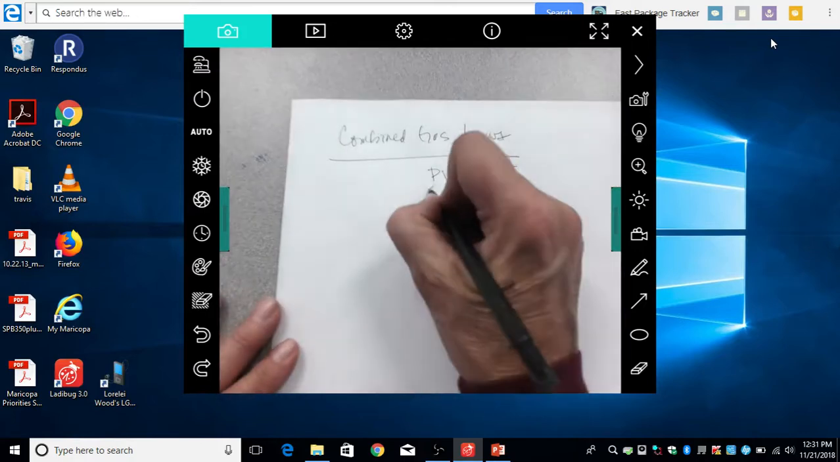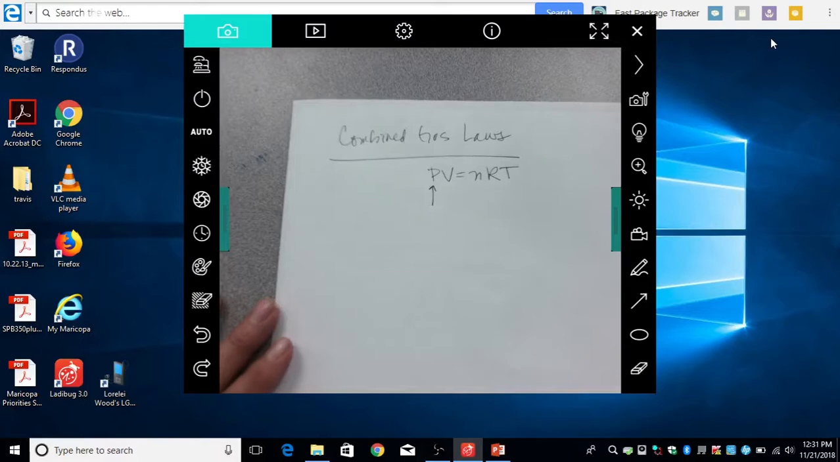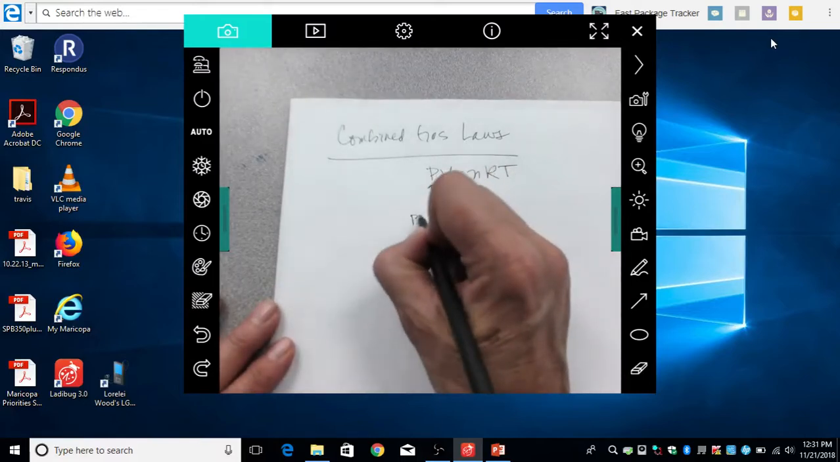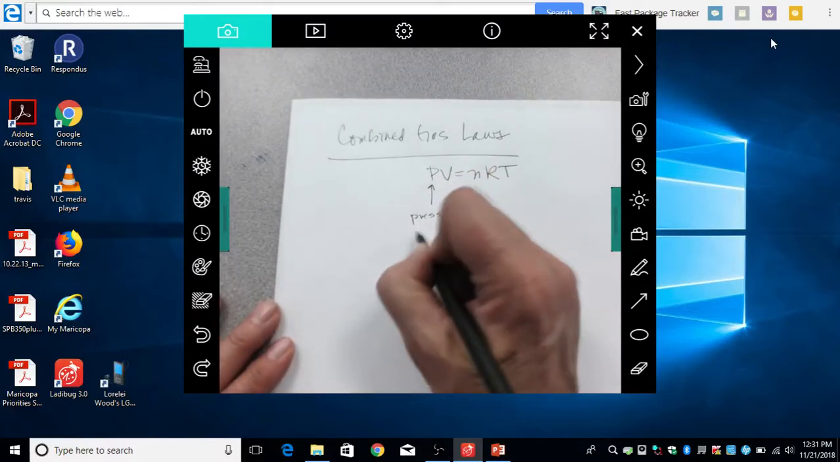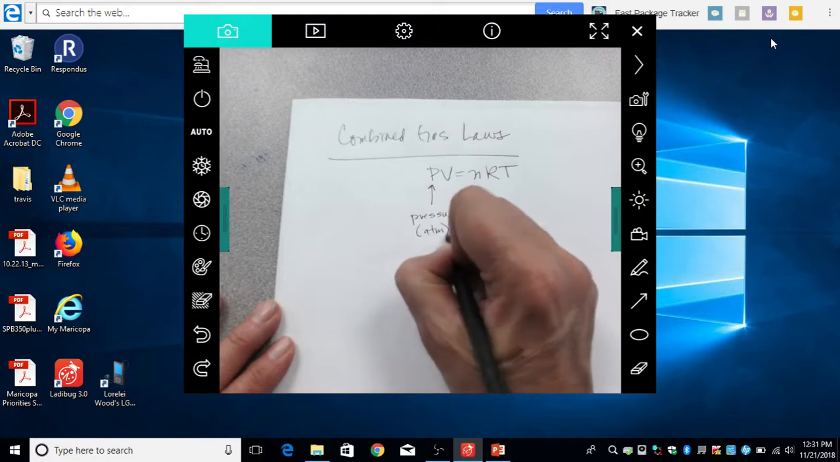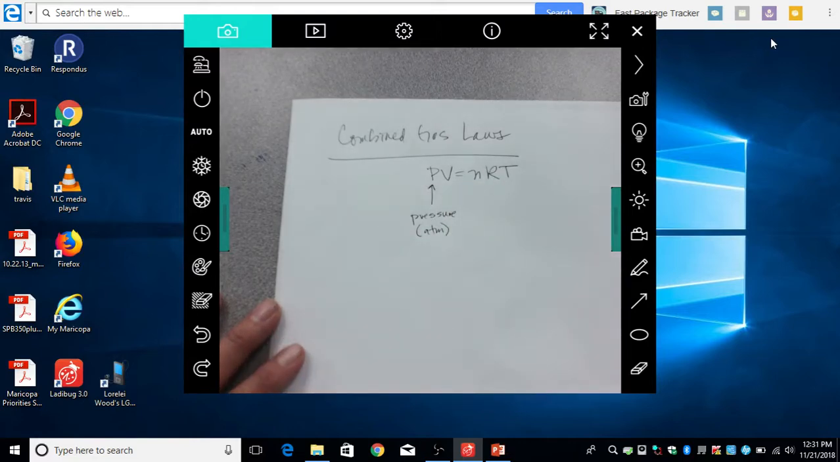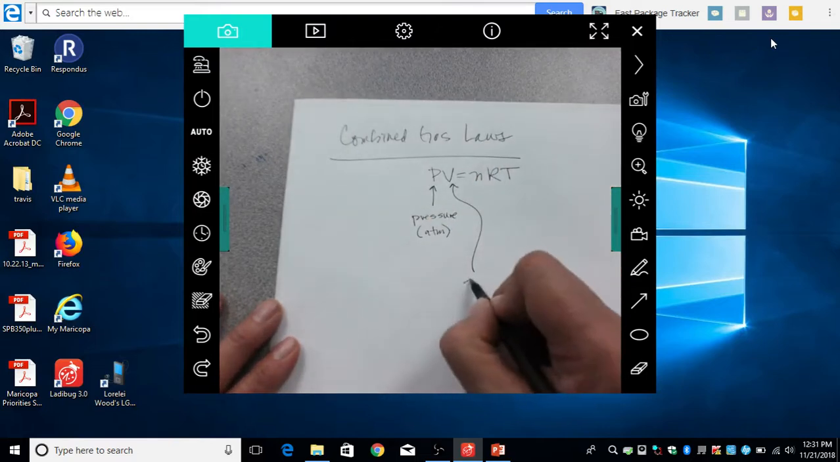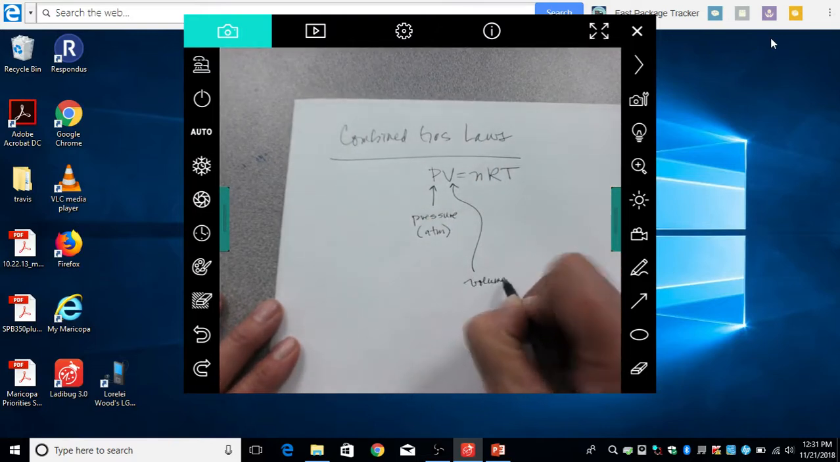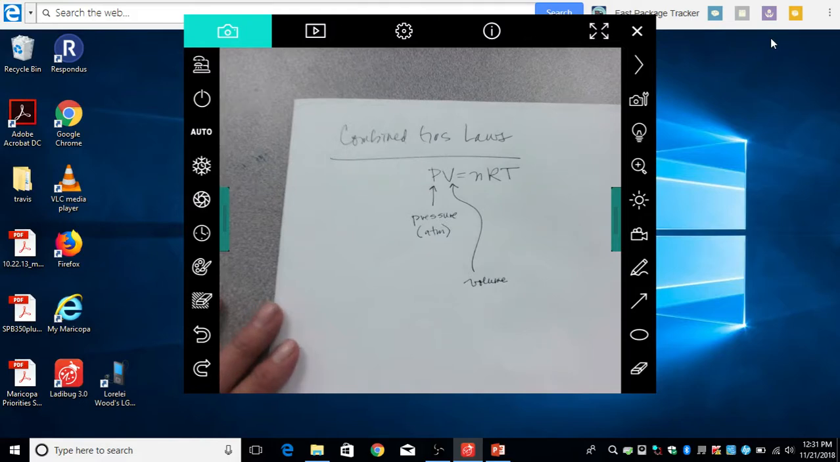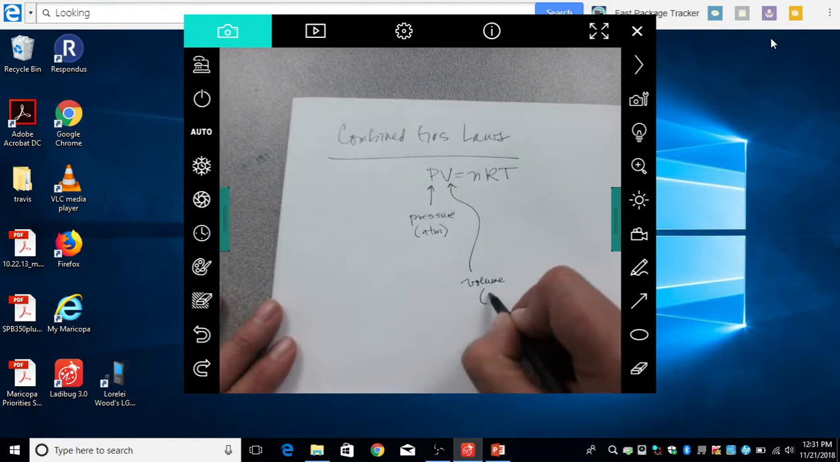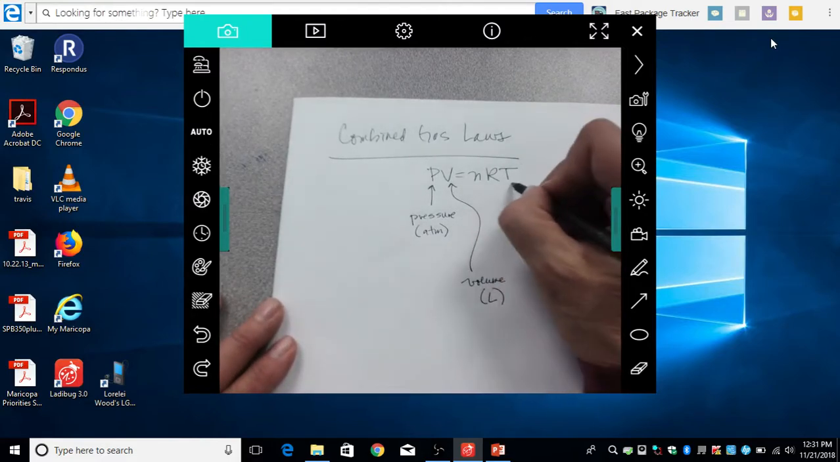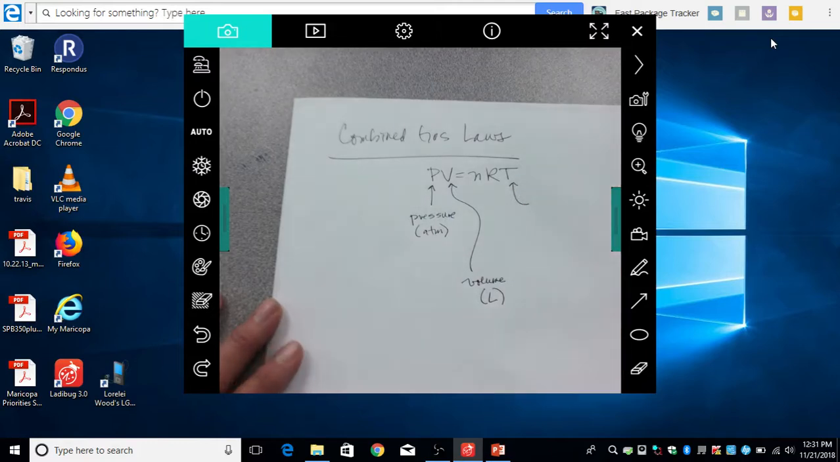All right, P is what variable? Pressure. And in gas law calculations, we need our pressure in ATMs. So that's why I gave you the ability to change units from one to another. V must be equal to what? Volume. And what are the system's international units that we would use for volume? Liters. All right. T, I know you all know what T is.